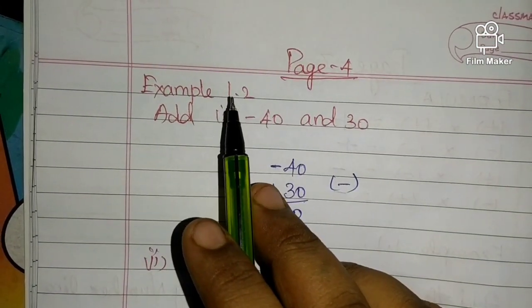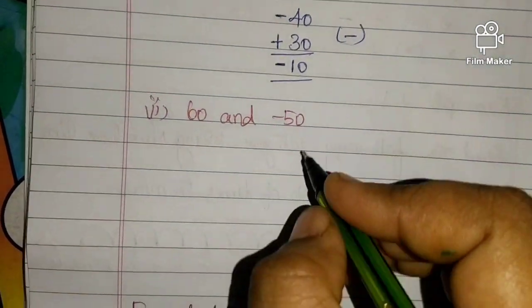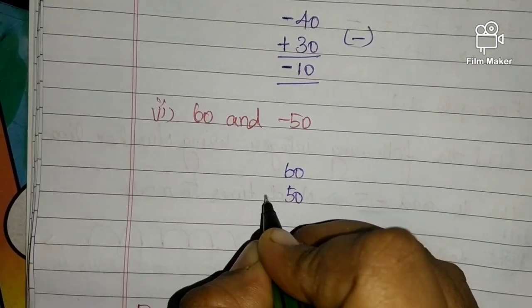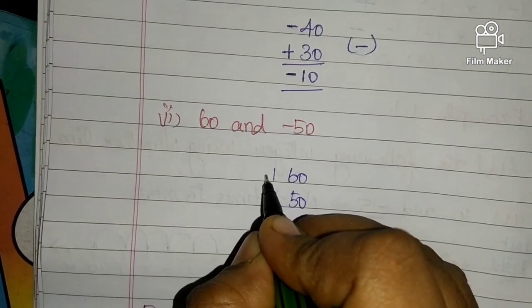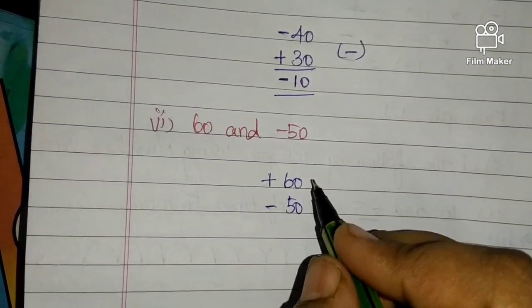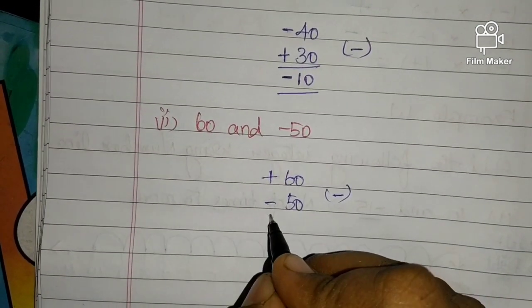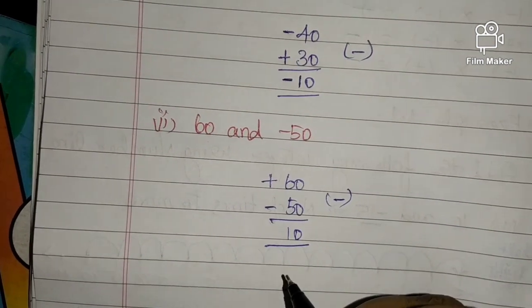In the same example 1.2, it is the second sum, 60 and minus 50. What 50? Minus 50. No symbol is given before the number, so we just consider it a plus. Alternate symbols are there, so we just do the subtraction. So 60 minus 50 is 10.